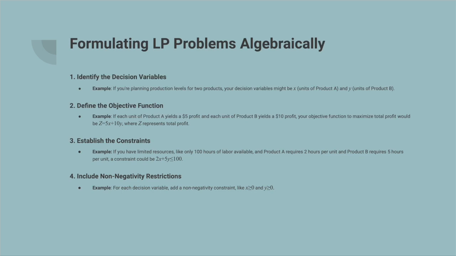The fourth step is to include non-negativity restrictions. In most linear programming problems, decision variables can't be negative, as they often represent quantities like amounts produced or hours worked. So for each decision variable, add a non-negativity constraint, like x and y greater than or equal to 0.